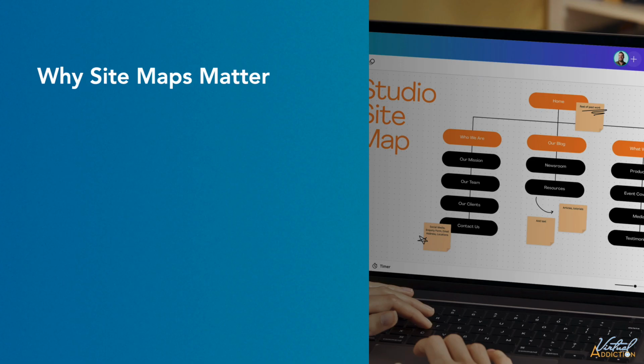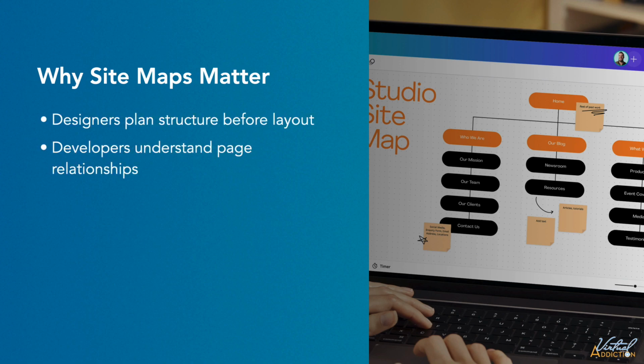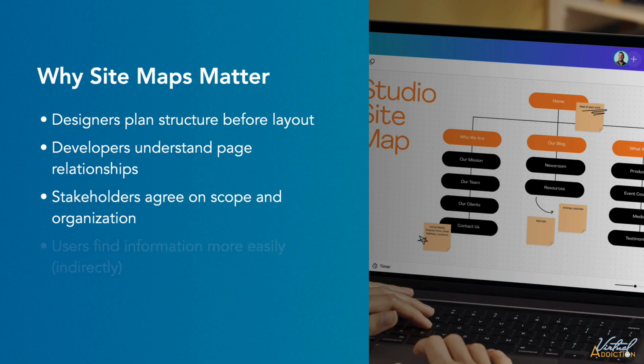Sitemaps play an important role for everyone involved in building websites. They help designers plan structure before layout. They help developers understand page relationships. They help stakeholders agree on scope and organization. And ultimately, they help users find information more easily. A website can look polished on the surface, but without a clear sitemap, navigation often feels confusing or bloated. Good structure comes before good visuals.